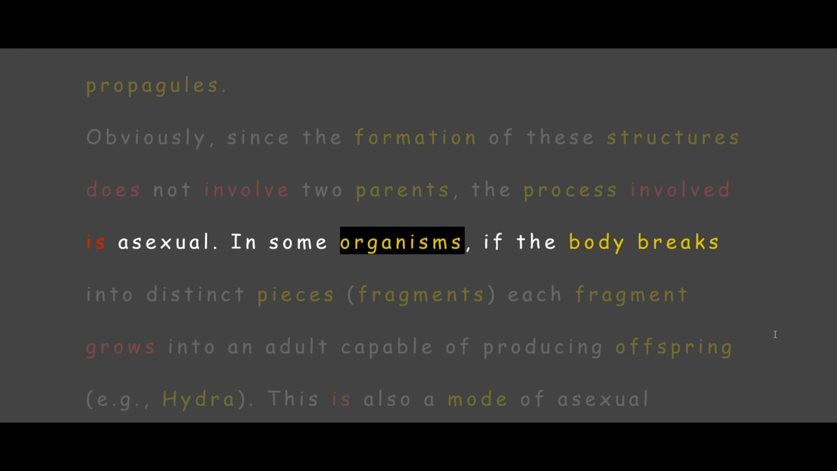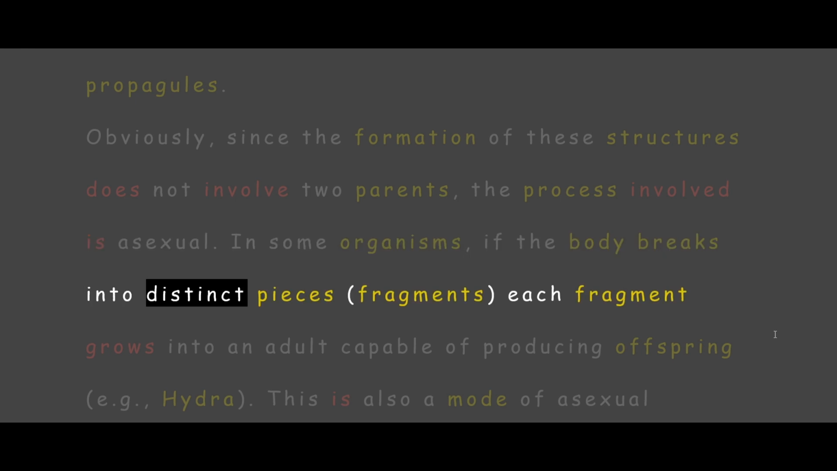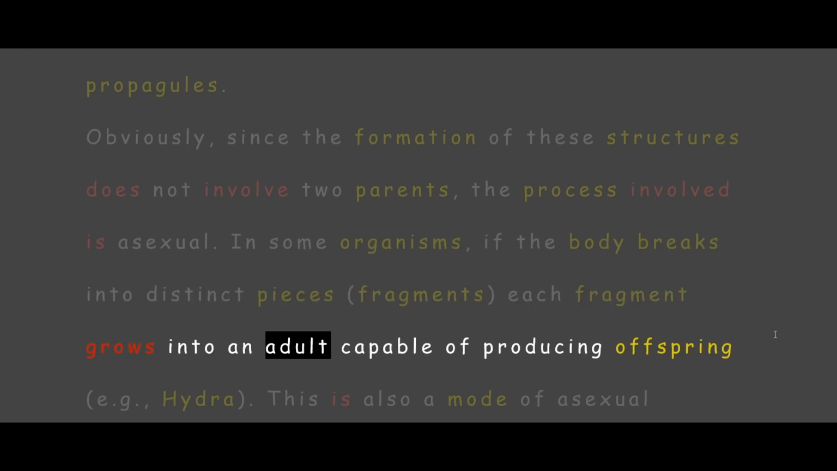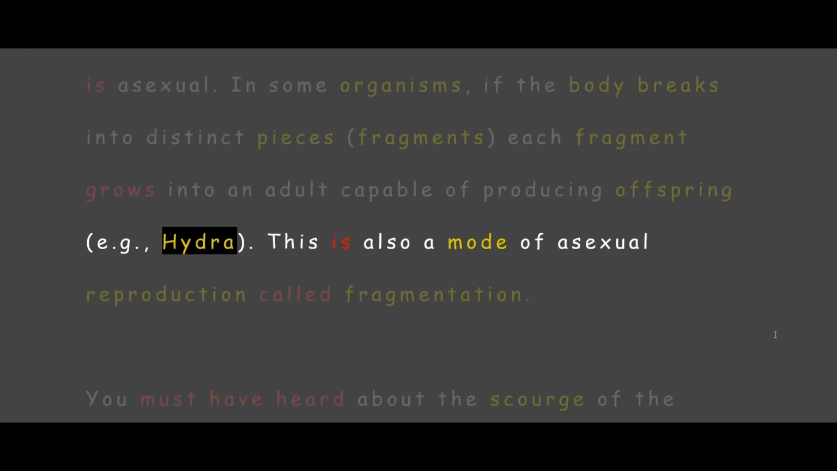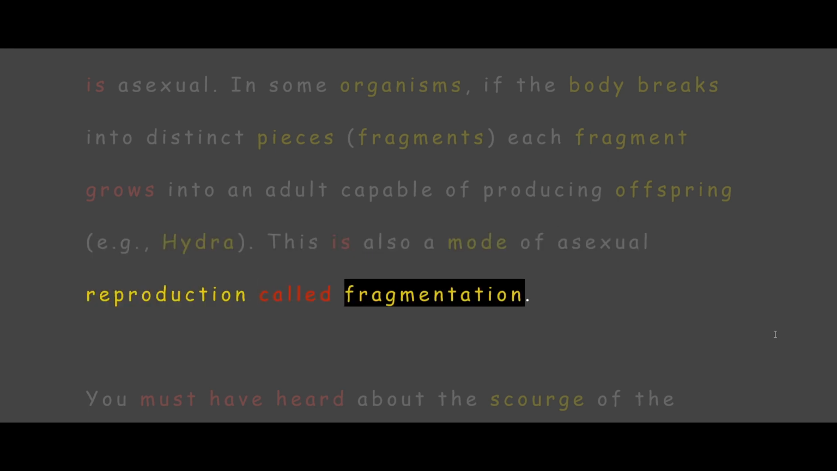In some organisms, if the body breaks into distinct pieces, fragments, each fragment grows into an adult capable of producing offspring. Example, hydra. This is also a mode of asexual reproduction called fragmentation.